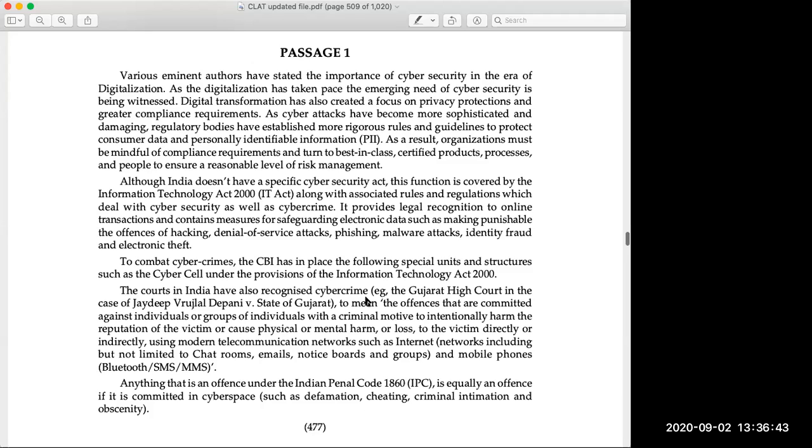Various eminent authors have stated the importance of cybersecurity in the era of digitalization. As digitalization has taken place, the emerging need of cybersecurity is being witnessed. Digital transformation has also created a focus on privacy protection and greater compliance requirement. As cyber attacks have become more sophisticated and damaging, regulatory bodies have established more rigorous rules and guidelines to protect consumer data and personally identifiable information (PII). As a result, organizations must be mindful of compliance requirement and turn to best in class certified products, processes and people to ensure a reasonable level of risk management.